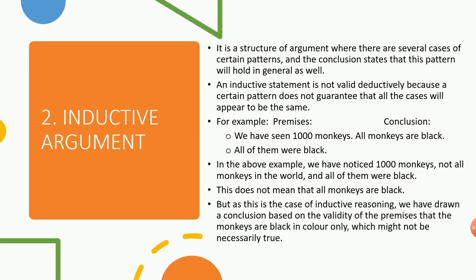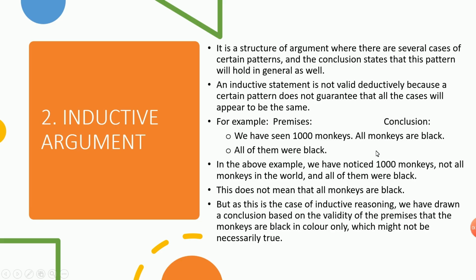Next is the inductive argument. It is a structure of argument where there are several cases of certain patterns, and the conclusion states that this pattern will hold in general as well. See here, for the example, we have seen 1000 monkeys. All of them were black. So the conclusion could be all monkeys are black. Based on these two statements alone, we could say that all monkeys are black.